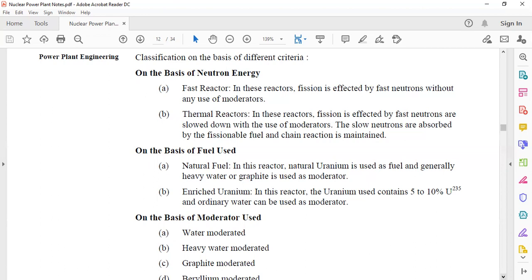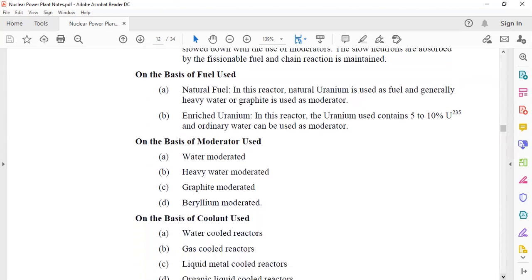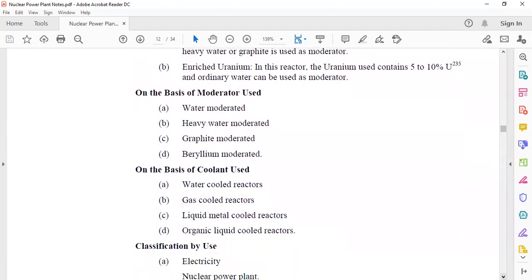The third type of classification is based on the moderators used. So depending on the moderator, we can categorize or classify the reactors. First is water moderated, where water is used as the moderator. Then heavy water moderated, then graphite and beryllium.